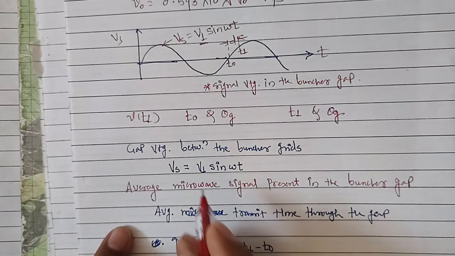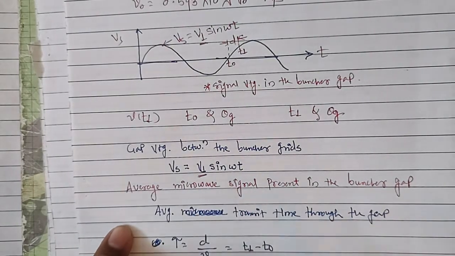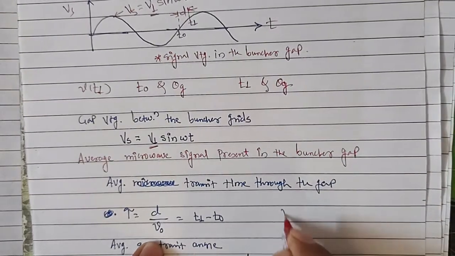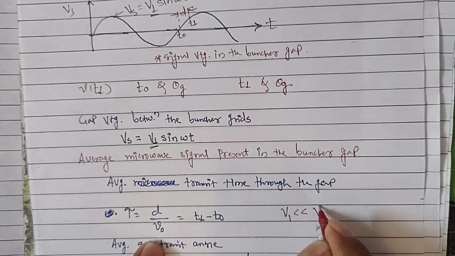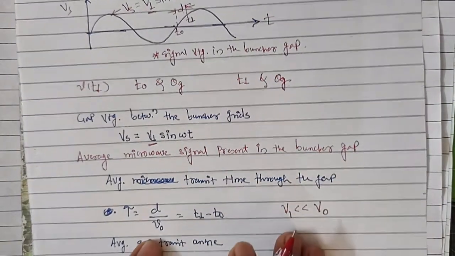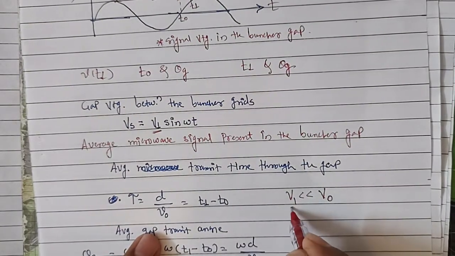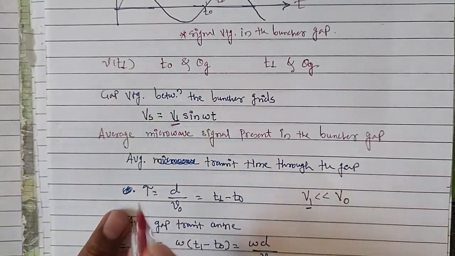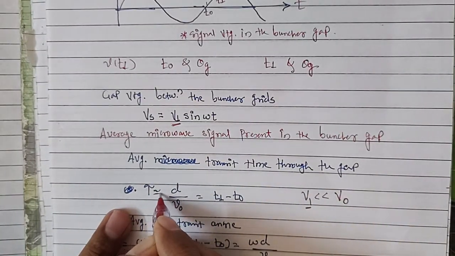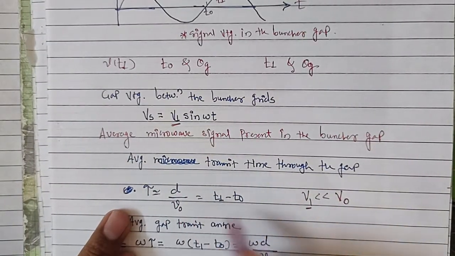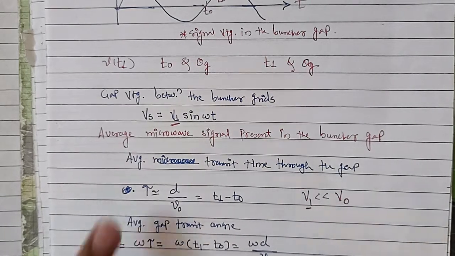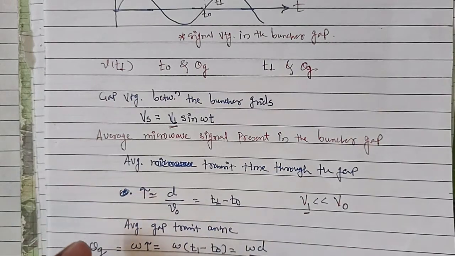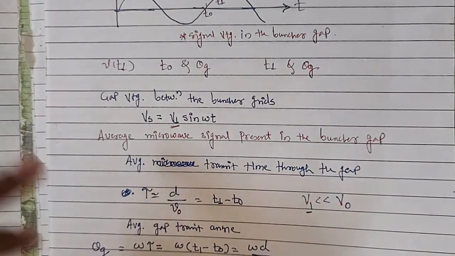So one must consider that this v1 is having very small amplitude in comparison to v0. Otherwise this v1 has to be also considered to write for transit time. So this transit time is approximately equal to d by v0, where we assume that this v1 is very small. Okay, so this is transit time and gap transit angle.